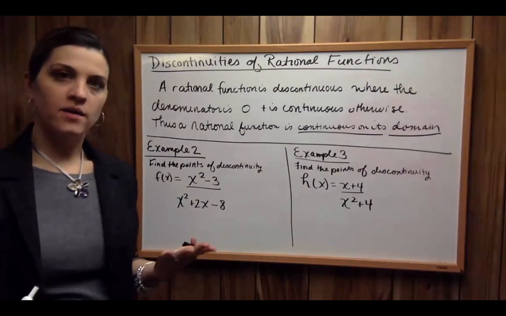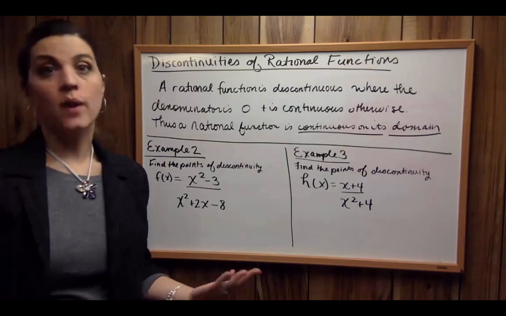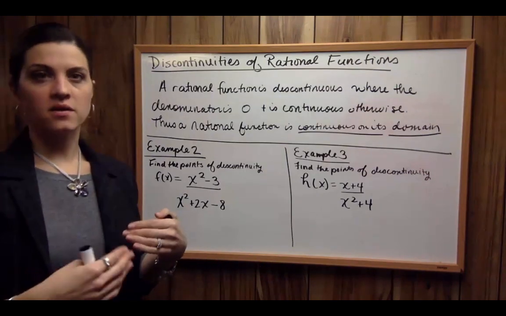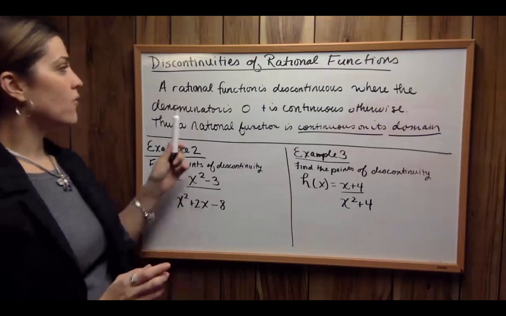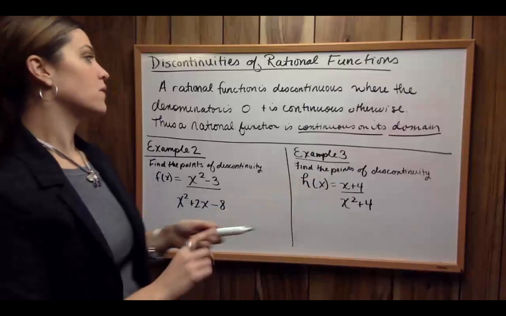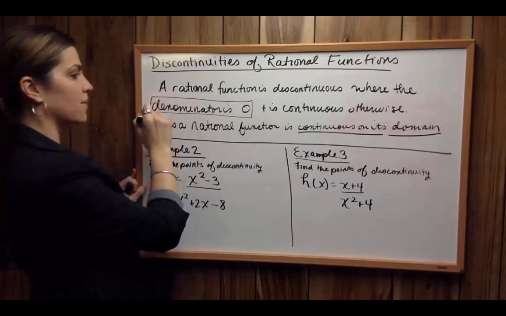Sometimes you'll be asked to find the points of discontinuity of a rational function, and they won't give you the value a to check. So you have to find it first and then check it. So a few things to be mindful of. A rational function is discontinuous where the denominator is 0. So this is your key piece that you're going to want to look at each time.